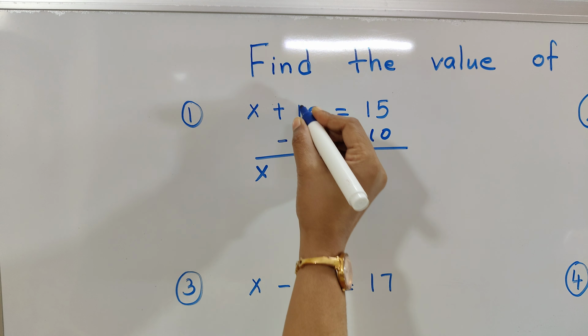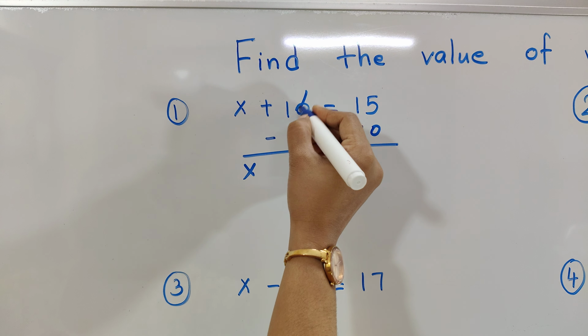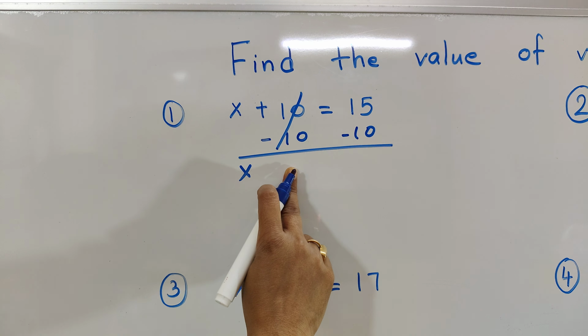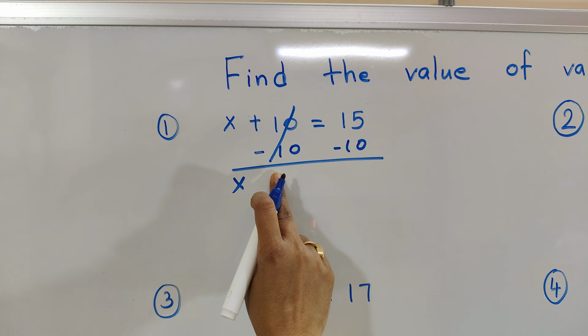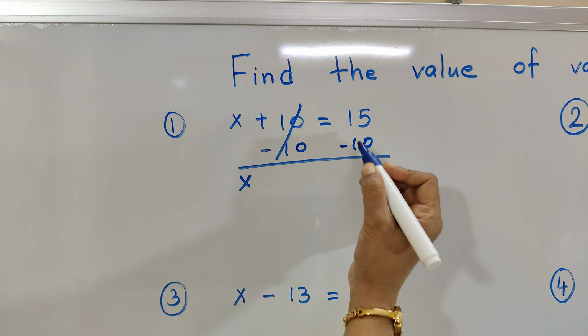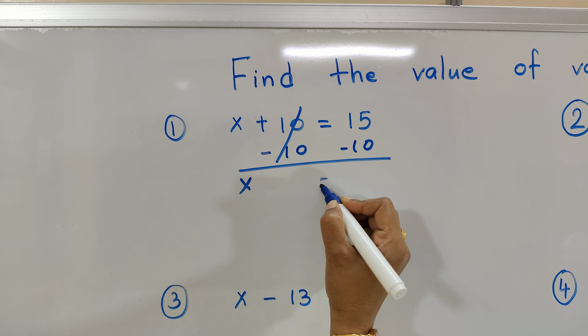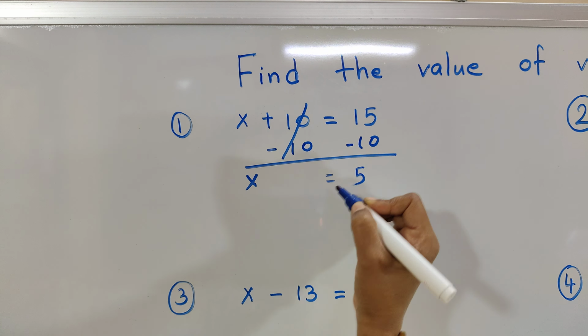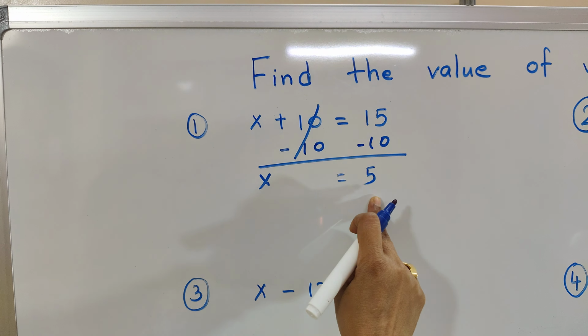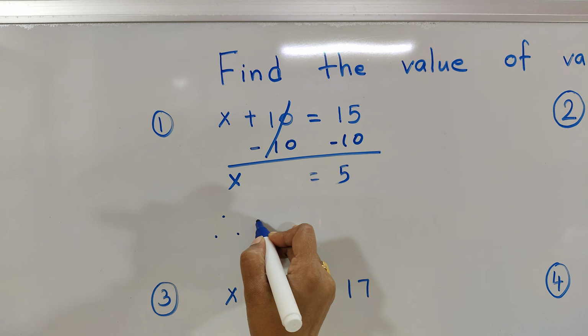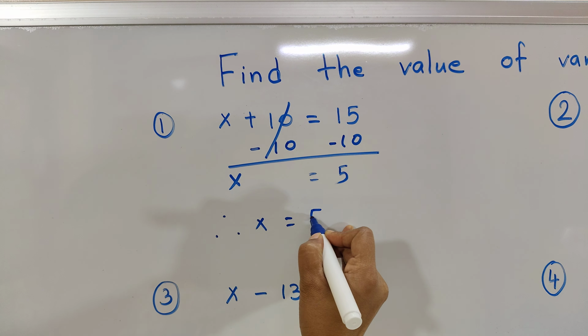x plus 10 and minus 10 will cancel out. Plus 10 and minus 10 will cancel out. So now we see 15 minus 10 is 5. Therefore, x is equal to 5.